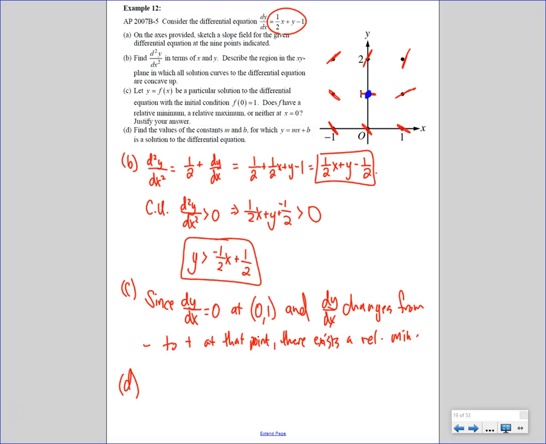Sorry, I didn't give you a lot of space on these. I just gave you the questions. Find the values of the constants m and b for which y equals mx plus b is a solution. Ooh, this sure sounds like we're supposed to be integrating, but what did I just tell you? Can't. It's impossible. Not when it's x plus y. We do know the point from C. We know 0, 1.